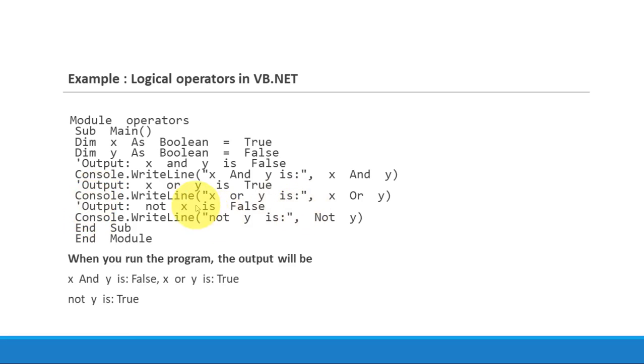Then Console.Write x or y. Is either condition true? Yes, x is true, y is false. But in case of Or, we require only one of the conditions to be true. So x or y turns out to be true. X or y is equal to true. Next, not y. So what is not y? Y is false, so what will be not y? The opposite of false is true. So not y is equal to true.